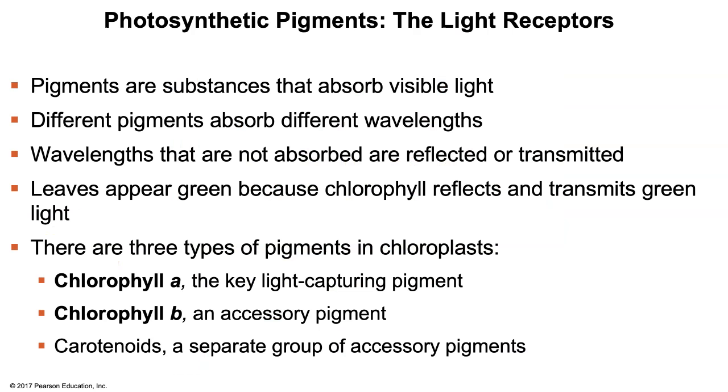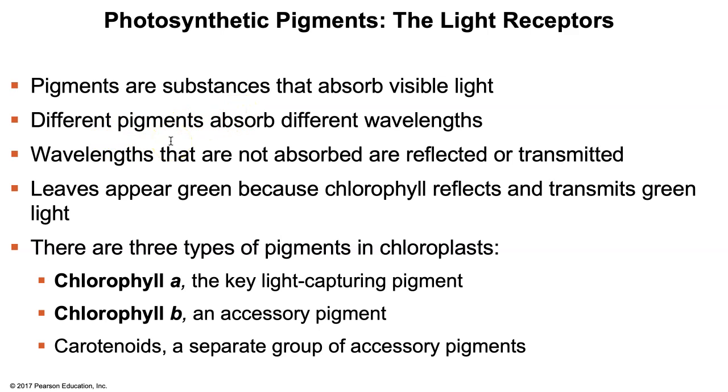So here are a couple of the pigments that are found in chloroplasts. Again, pigments are substances that absorb visible light. We have photosynthetic pigments. We also have pigments in our body. We have blood that is obviously red. The heme groups have a red pigment to them. So pigments are substances that absorb visible light.